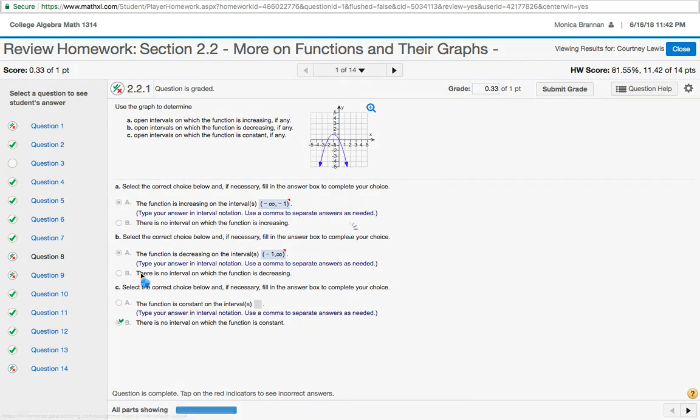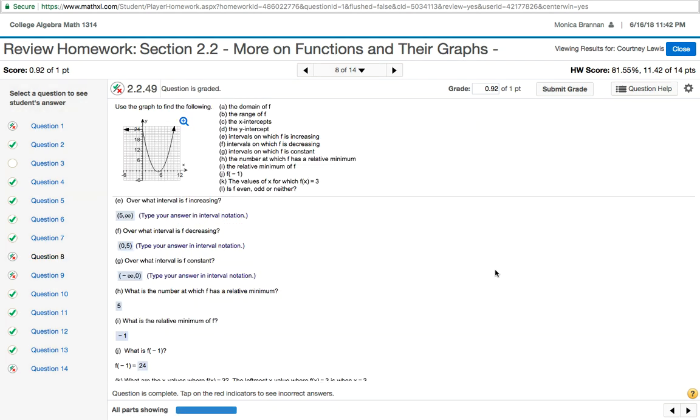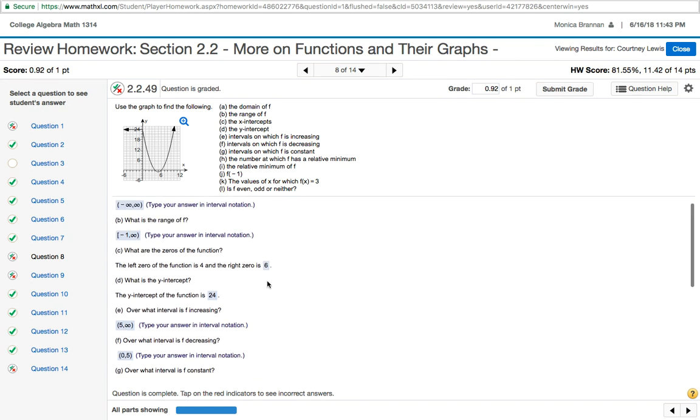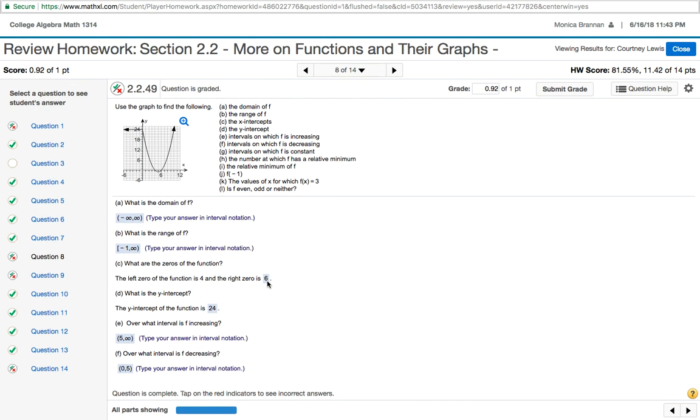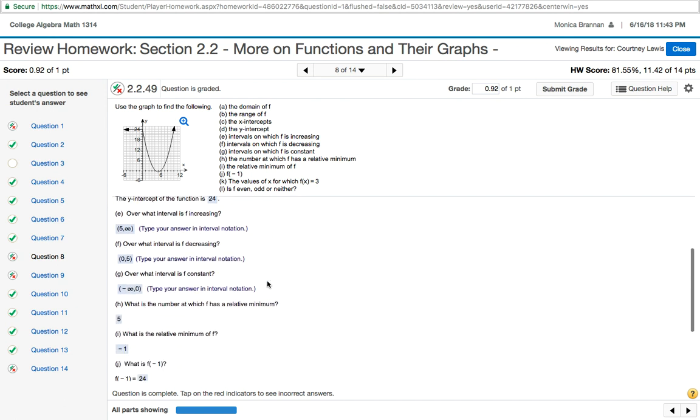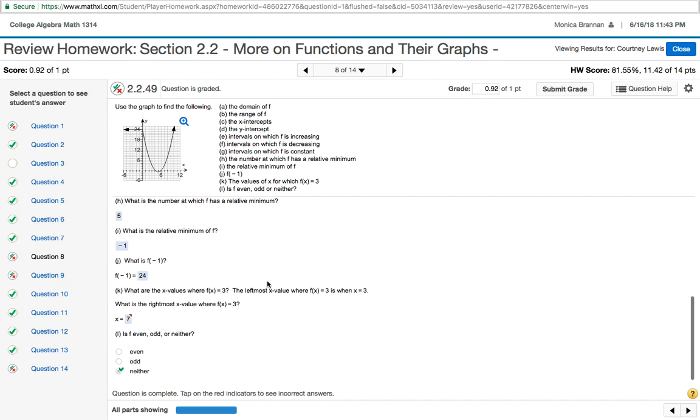Okay, so let's look at question 8 and see what happened. In question 8, it says we got to tell the domain. We got a whole bunch of things in question 8. It's saying that you did pretty good until, what is the rightmost x value where f of x equals 3? So that means when y equals 3.